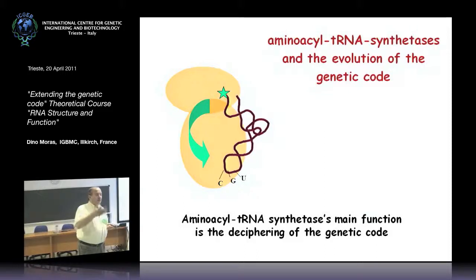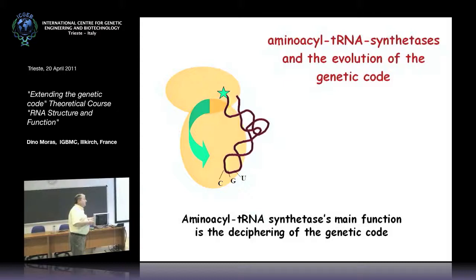So transfer RNAs, you have seen what they do once they are charged on the ribosome, and they are doing lots of other things. So tRNAs are very key molecules. So the main function of amino acid tRNA synthetase, because there are other functions, these are very complex modular molecules, is the deciphering of the genetic code.